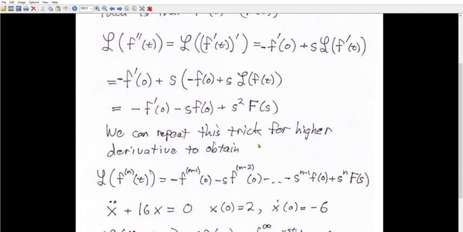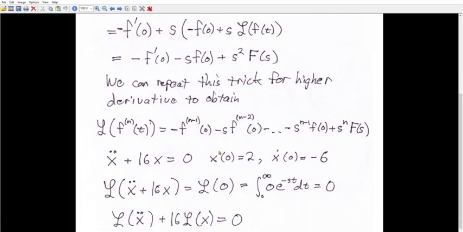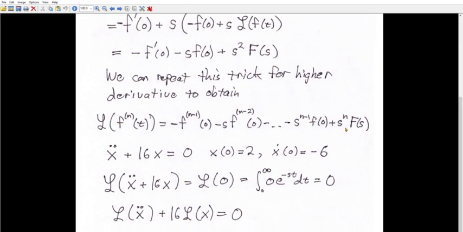Now we can repeat this trick for higher order derivatives. What you discover is that the Laplace transform of the nth derivative is this list of derivatives multiplied by higher and higher powers of s, all evaluated at 0, plus s to the n times F of s. So, except for these constants, the nth derivative is the same as multiplying our Laplace transform by s to the n.